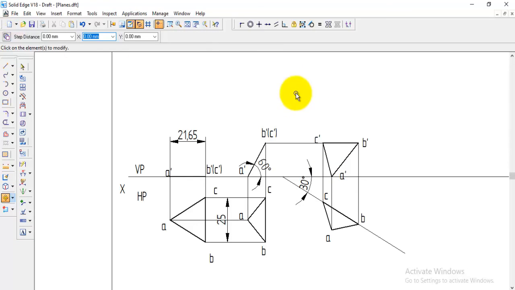Before getting the printout, you can keep the namings in a proper position. They should not overlap, or be away from the respective points, and they should be clearly visible. Like this we need to place them. Okay, now we have finished the problem.